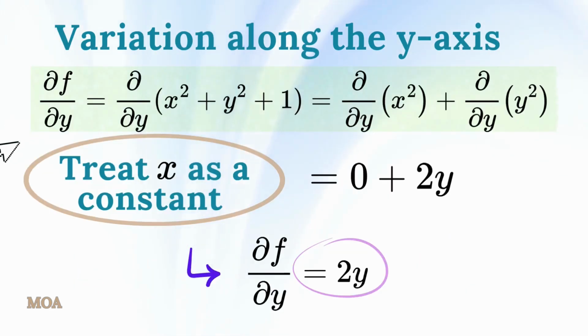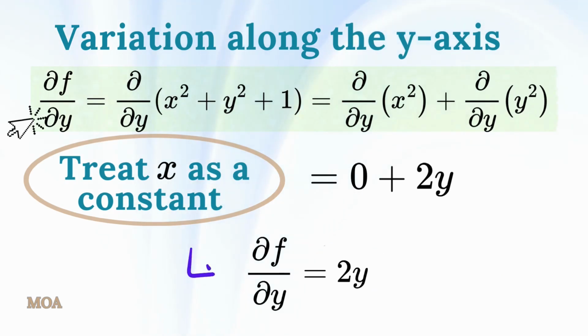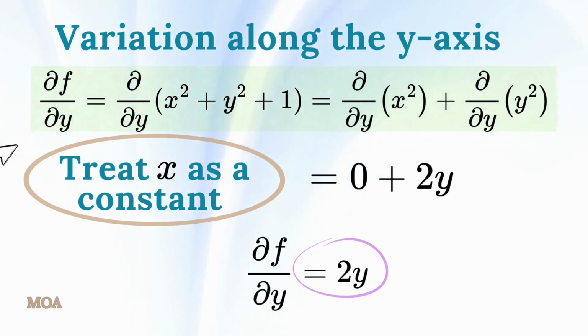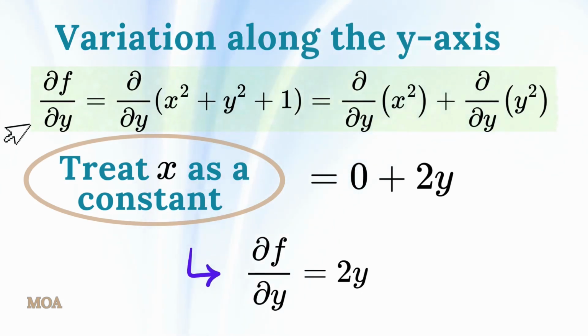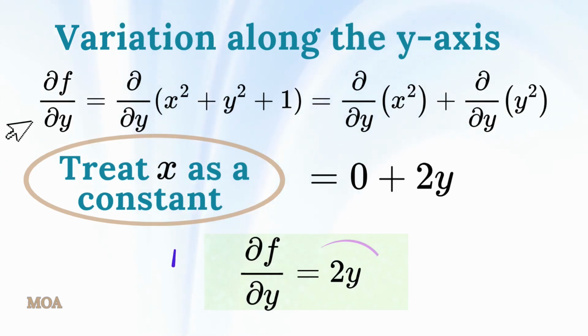Likewise, to determine the variation along the y-axis, we calculate the partial derivative with respect to y, holding x constant. Differentiating term by term with respect to y, x squared, considered constant, gives 0, y squared gives 2y, and the derivative of the constant one is 0. Therefore, the partial derivative of f with respect to y equals 2y.